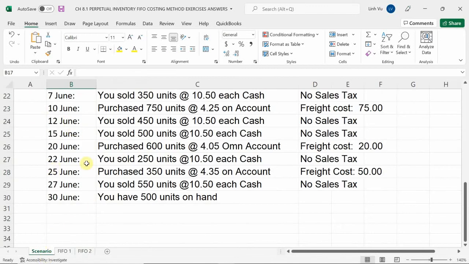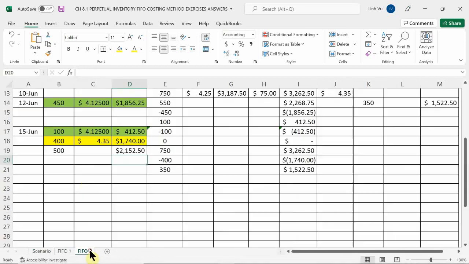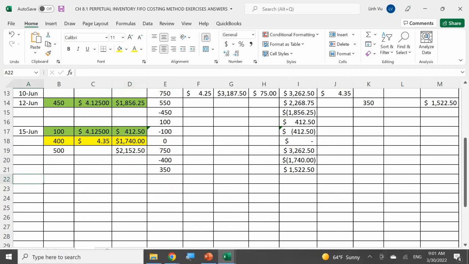So then on June 20th, we end up purchasing 600 units for $4.05, and you have a freight of $20. So 600 units at $4.05 with a freight of $20. So we're on June 20th, right? We purchased 600 units at $4.05 with a freight of $20.